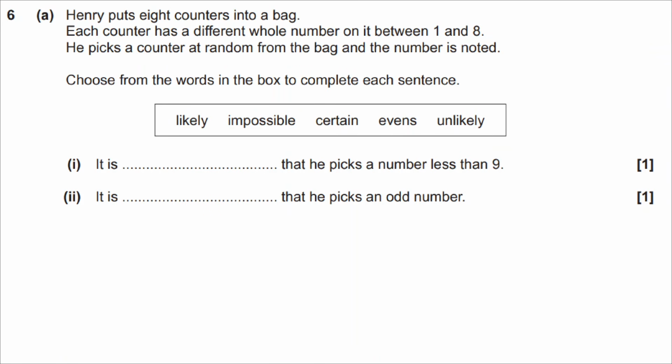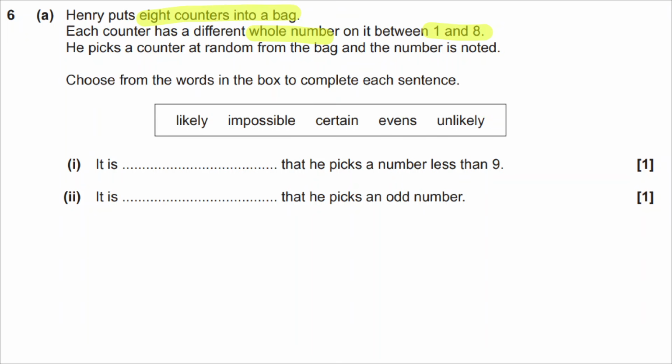Question 6a. Henry puts 8 counters into a bag. Nice. Each counter has a different whole number on it between 1 and 8. He picks a counter at random from the bag and the number is noted. Choose from the words in the box to complete the sentence.